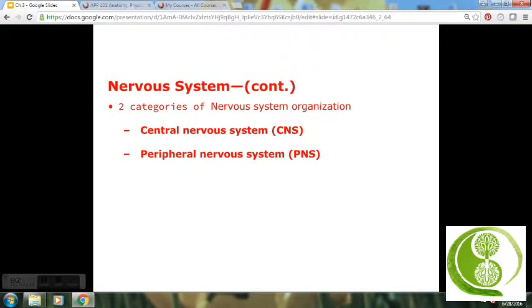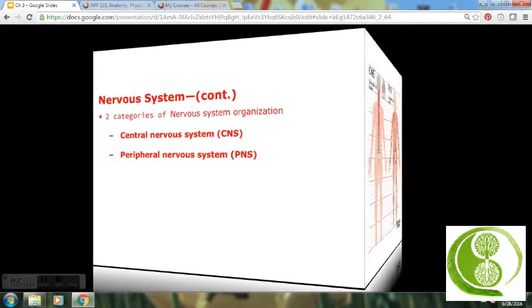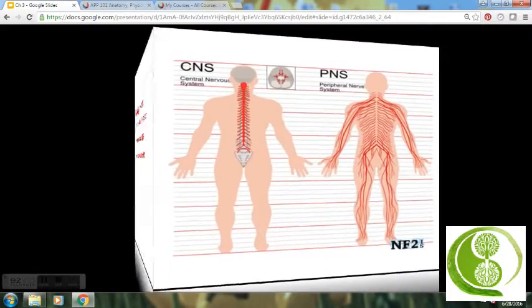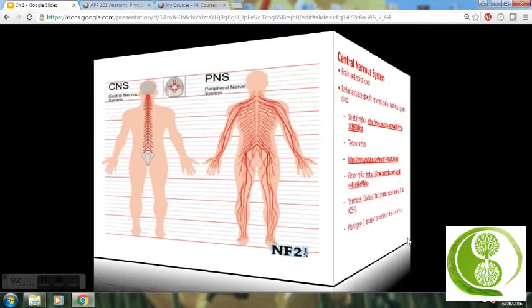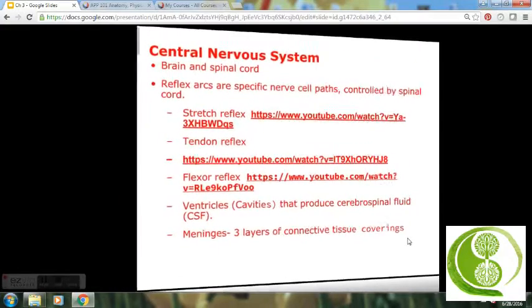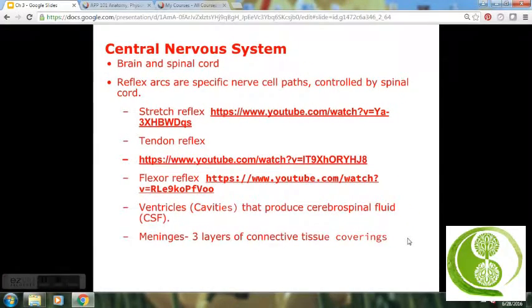Okay, next we're talking about nervous system organization. There's two categories, the central nervous system and the peripheral nervous system. Basically, the central nervous system is the brain and spinal cord, shown here, and the peripheral nervous system is everything else. So the central nervous system, the brain and spinal cord, there's reflex arcs or specific nerve cell paths. They're controlled by the spinal cord.